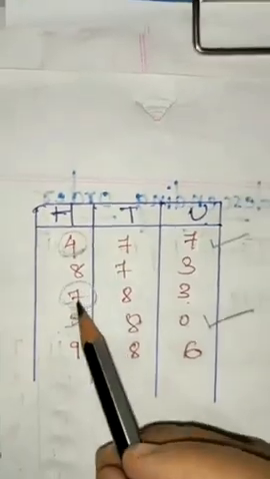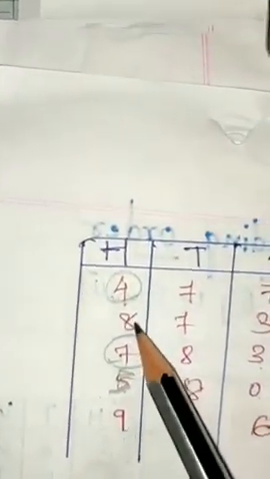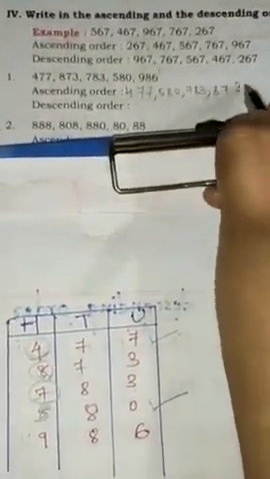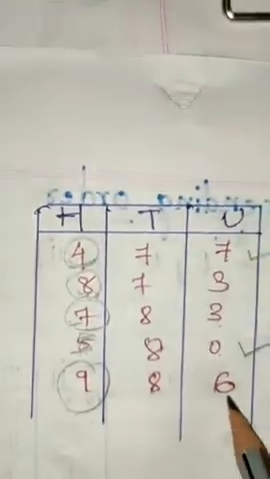So 783. 783. Next, which is the smallest digit here? 8 or 9? Yes, 8. So 873. 873. Next, 986.